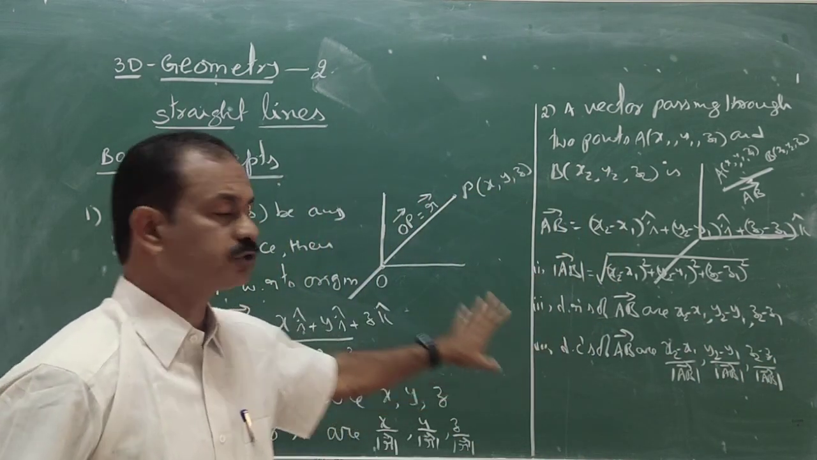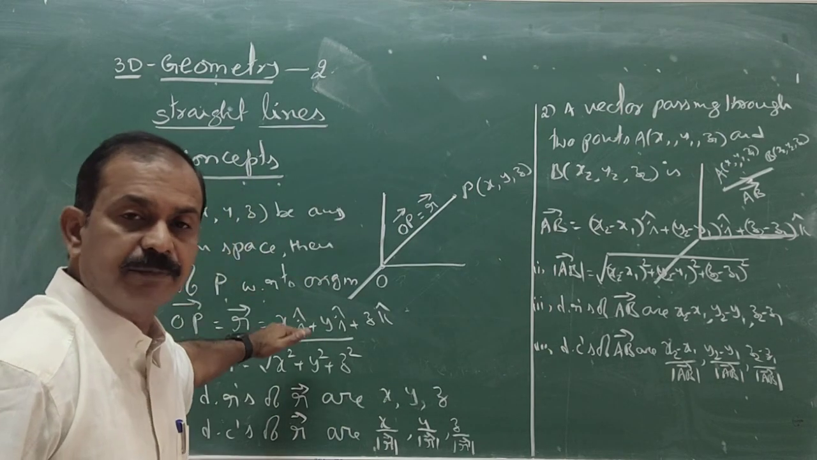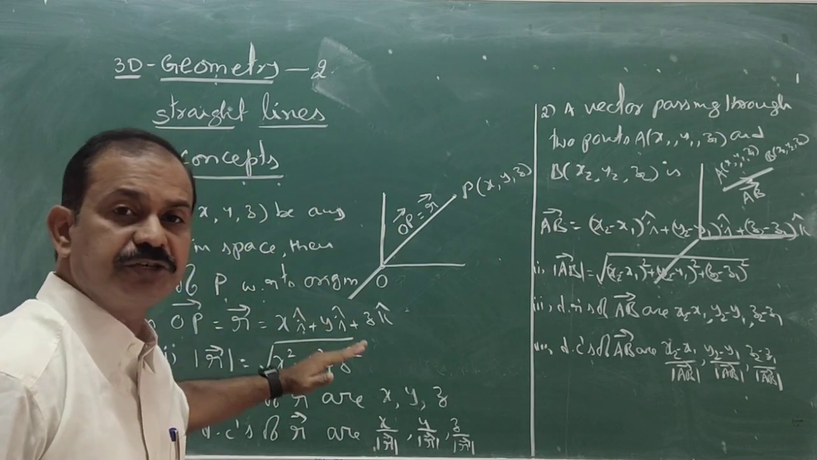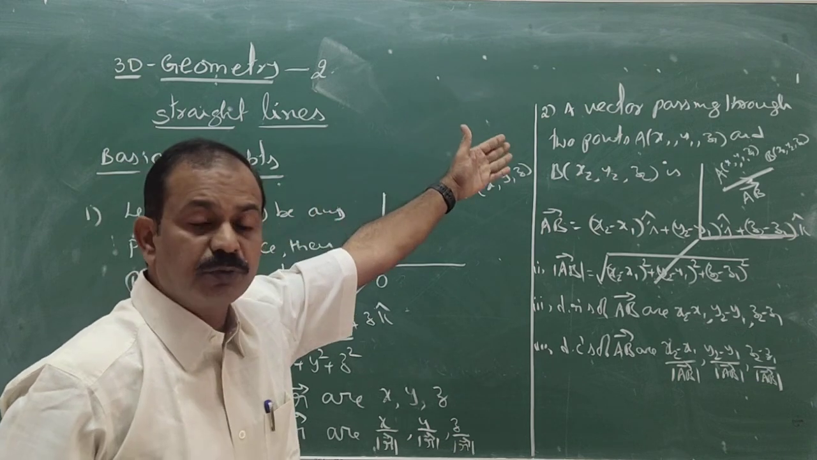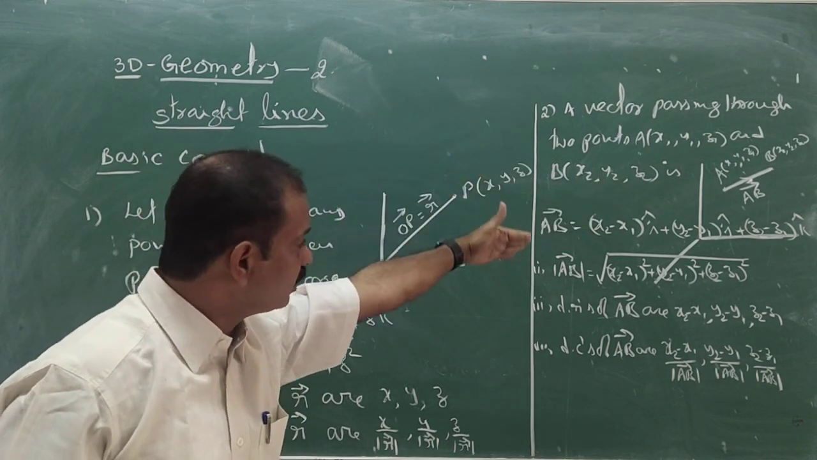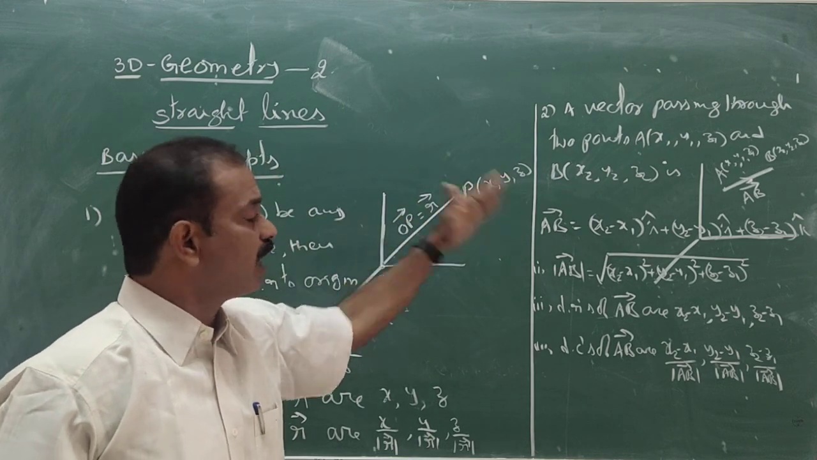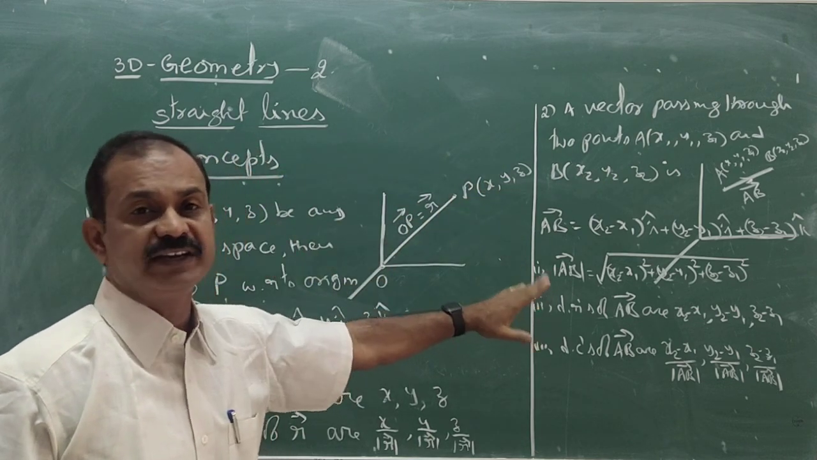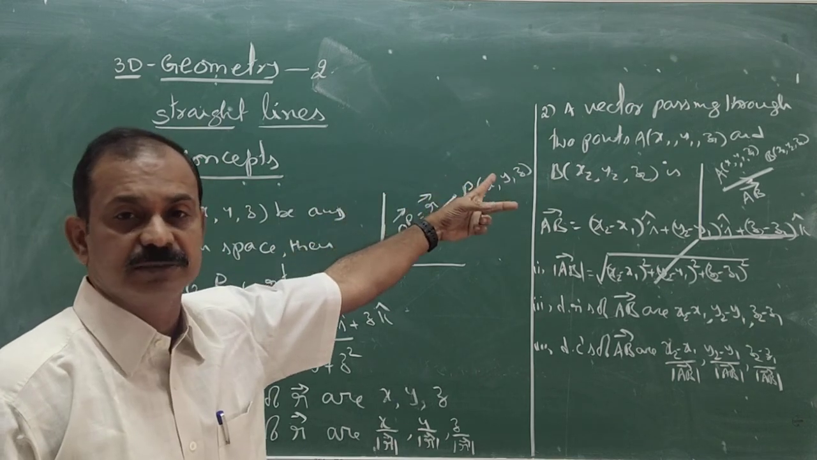So this is about position vectors, magnitudes, direction ratios and direction cosines. The next one is a vector passing through any 2 points, and for that, how to find the magnitude, the direction ratios and the direction cosines. These are the 2 basic concepts. Next.